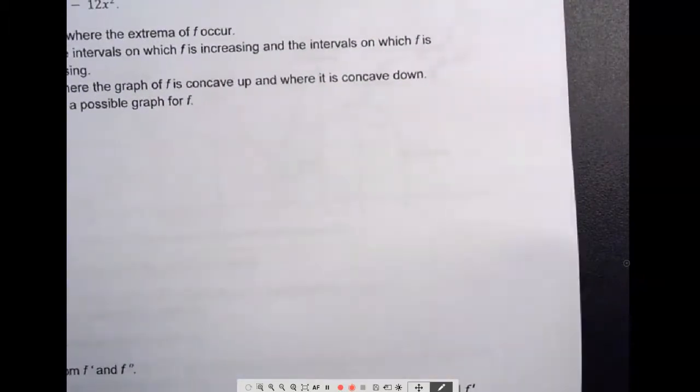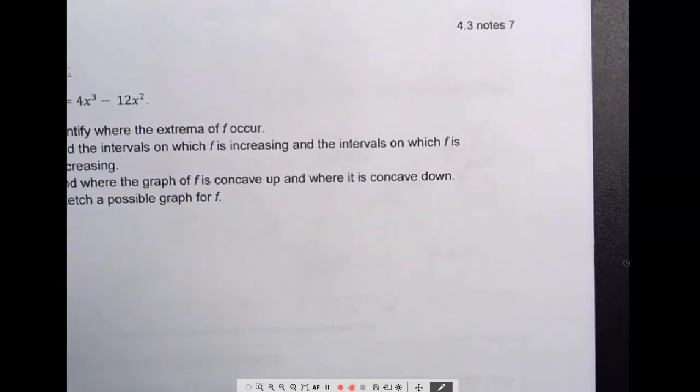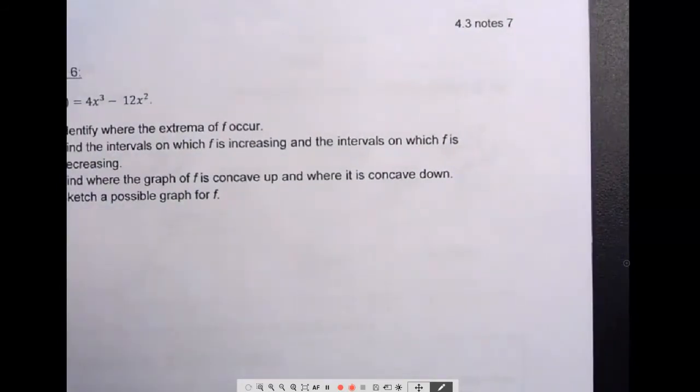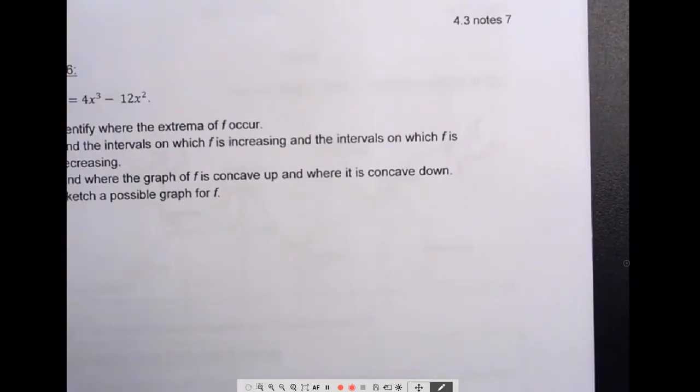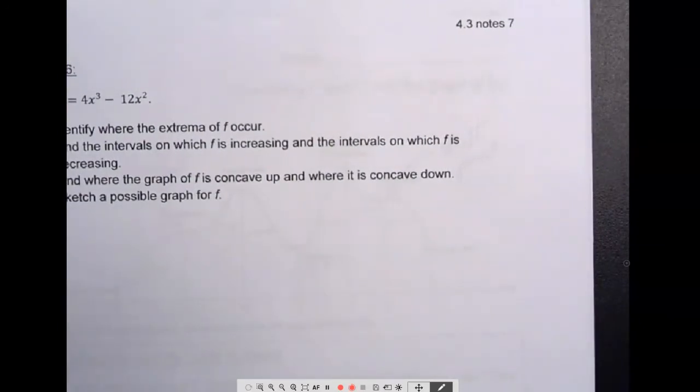Okay. Whew, it's a long lesson, isn't it? All right, 2 more. If this is the derivative, identify where the extrema occur, find the intervals on which f is increasing and decreasing, find where the graph is concave up and concave down, then sketch a possible graph. Just a few things to do.